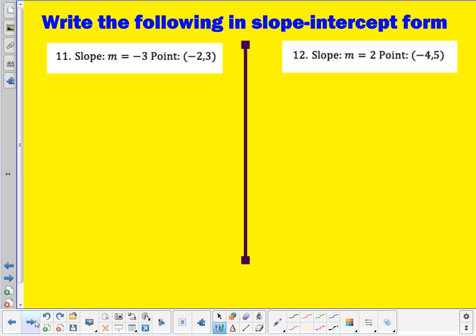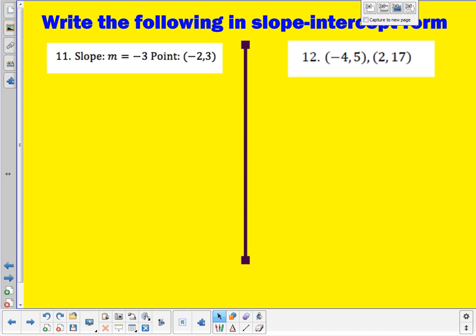So now we want to take in number 11 the slope and the point that are given to us, and we want to write them in slope-intercept form. So not point slope form, which is what we just did. We want to go to slope-intercept form. But here's the thing. We don't have the y-intercept. We have to find the y-intercept somehow.